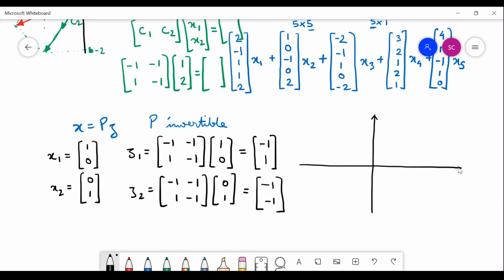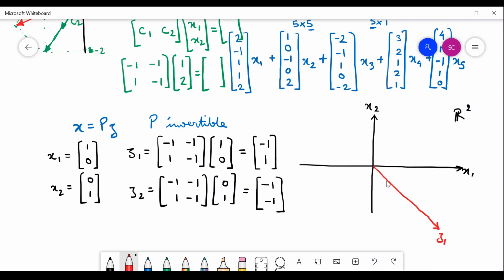Let me again draw the two-dimensional space. This is R2, and here my x1 and x2 were. So in terms of these perpendicular axes which we are so familiar with, what would be my z1 and z2? My z1 would be here, 1 minus 1. Let me draw it in red. 1 minus 1, so this point. So this is my z1 basically.